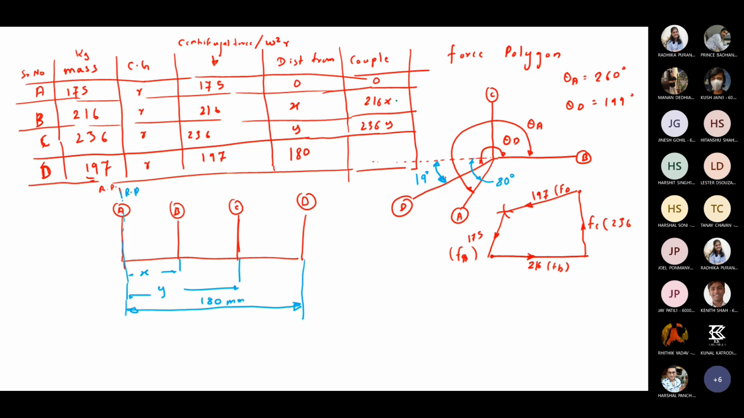So this is CB. CB is 216X and CC is 236Y. And what is CD? Just calculate and tell me. That is 180 into 197. Tell me the value. Are you calculating? If you are not following, please ask immediately. 180 into 197 is equal to 3546.